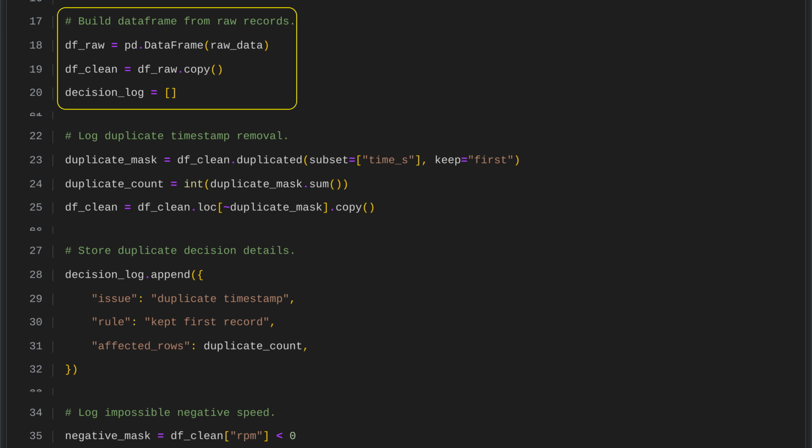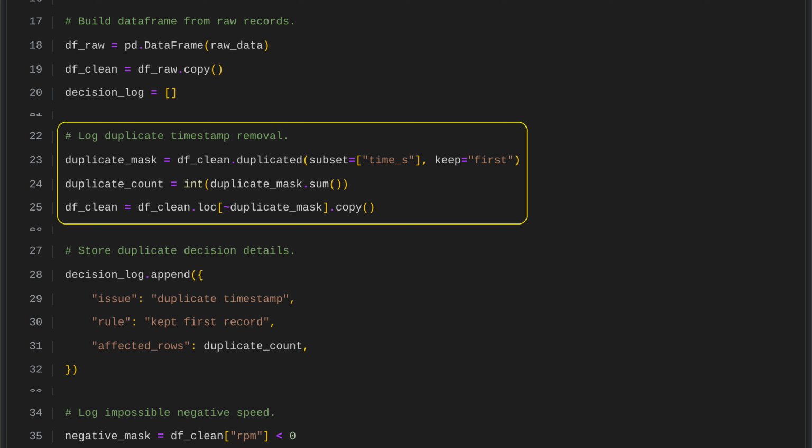The raw sensor data is first loaded into a Pandas data frame to preserve the original records. A separate copy is then used for cleaning, so the source data remains unchanged. An empty decision log is also created to record each cleaning choice and its reason.